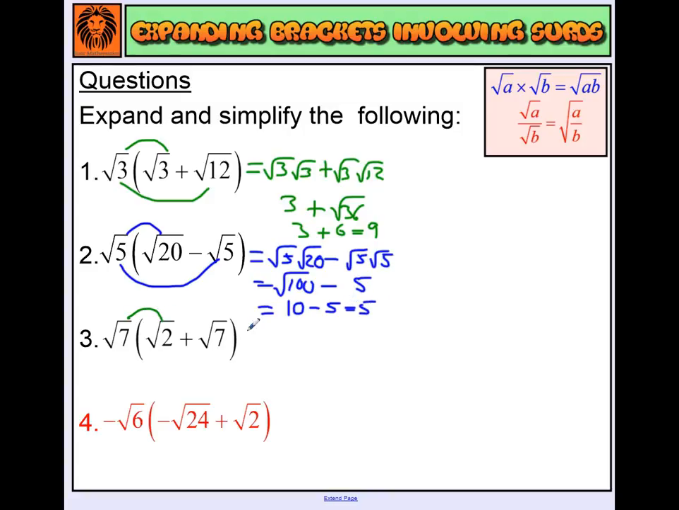Question 3 gives us root 7 times root 2 plus root 7 times root 7. Now again, using the same rules, we can say that this is now root 14 plus 7. Now we can't simplify this any further, so this is our answer, root 14 plus 7.